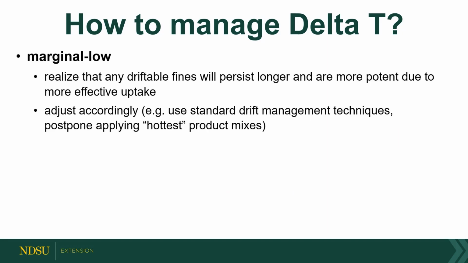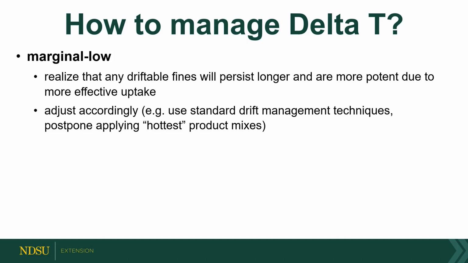If you're in the marginal low delta T values, so 0 to 3, just realize that any driftable fines you have will persist longer and are more potent due to more effective uptake. So you might have more risk of crop injury when you have those low delta Ts, and any drift you have might have greater potential for drift injury. So what do you do about it? I would not suggest postponing spraying. I think these are conditions that can be managed. Just adjust accordingly. Use your standard drift management techniques.